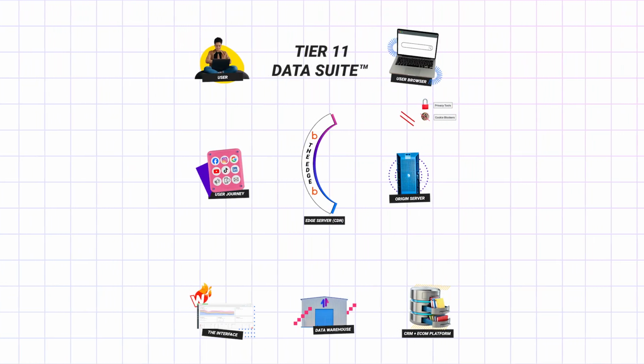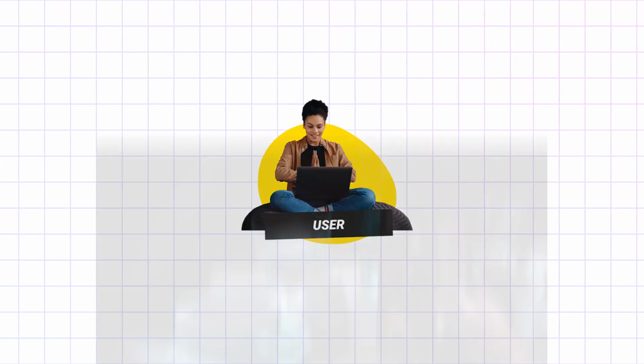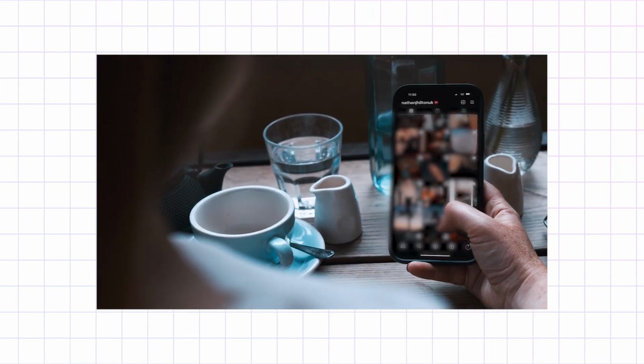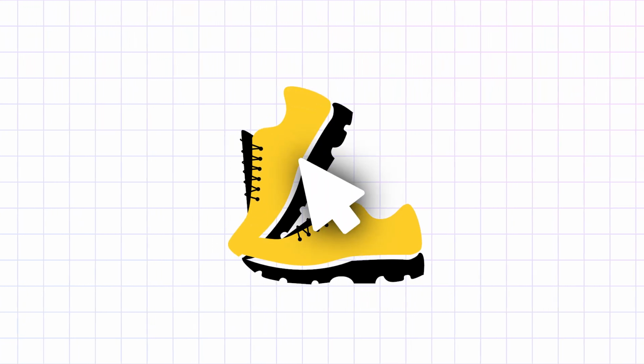Introducing the Tier 11 Data Suite. Here's how it works. Here's your prospective customer. She starts her journey scrolling through Instagram where she sees an ad for your brand's really cool shoes. She then clicks on that ad.